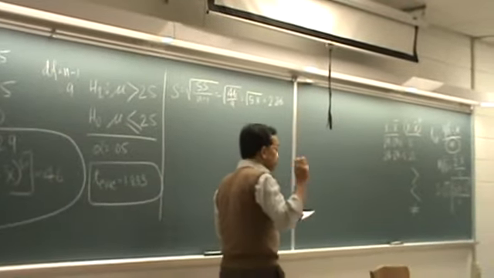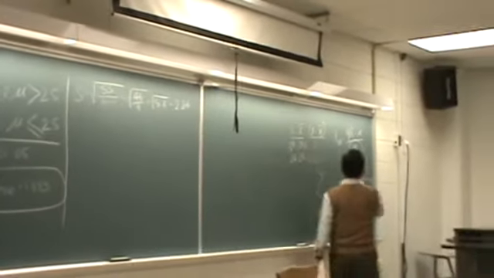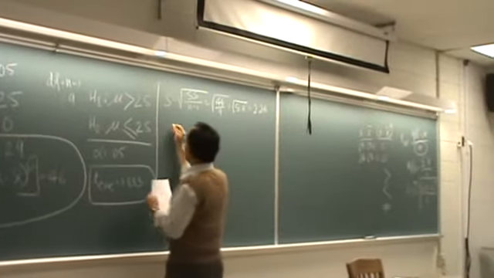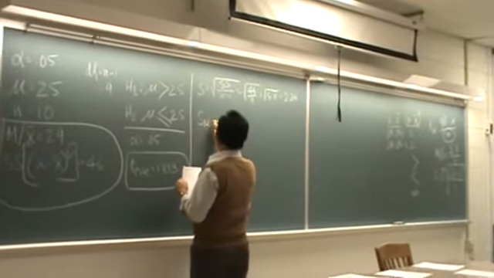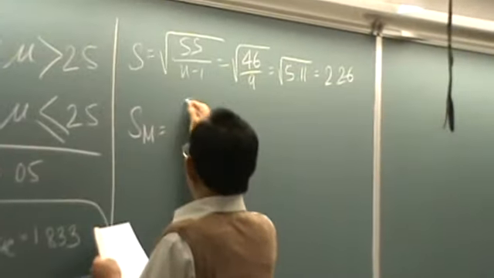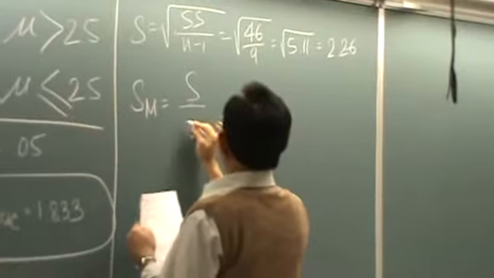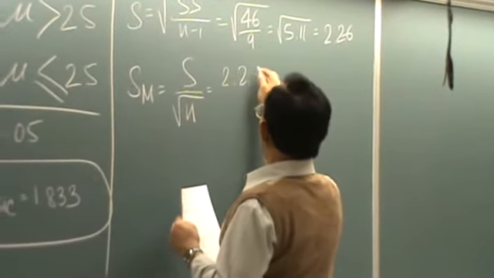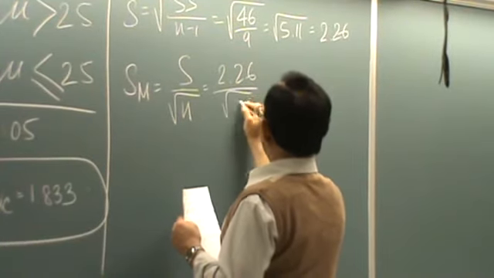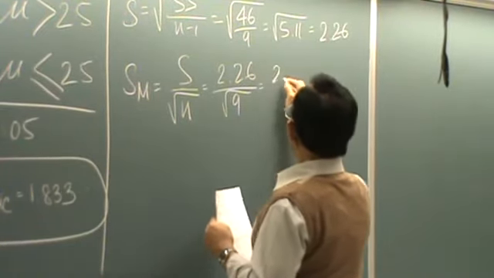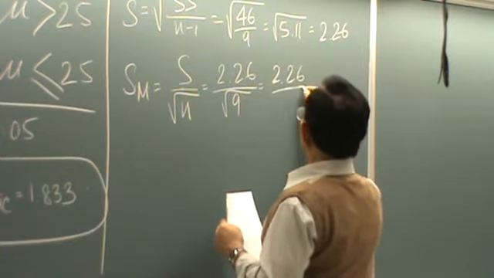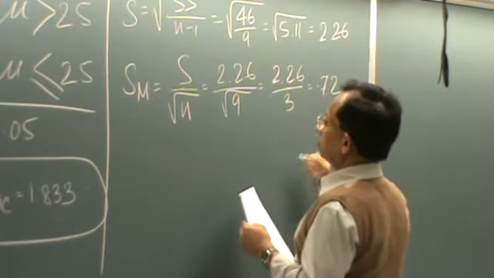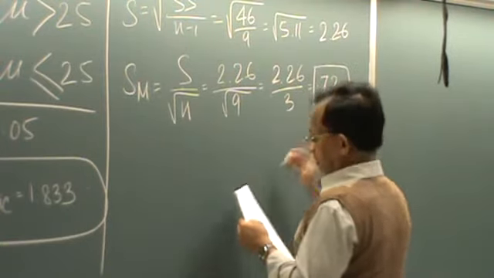Next step, we need to calculate this standard error of the mean, SM. So we go back to this one again. Standard error of the mean equals S, which is this value here, divided by square root of n. So it's 2.26 divided by square root of 9, equals 2.26 divided by 3, and we get 0.72. So this value is determined.